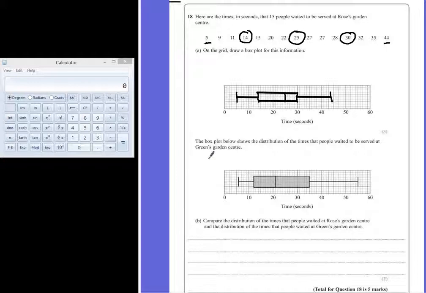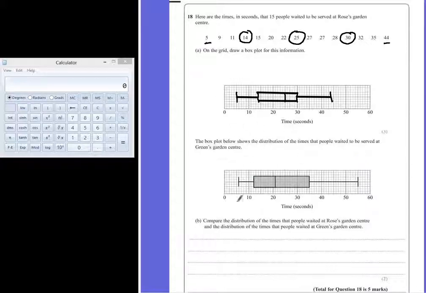Now the box plot below shows the distribution of times that people waited to be served at Green's garden centre. Question B asks us to compare the distribution of the times that people waited at Rose's garden centre and the distribution of times that people waited at Green's garden centre. Now while we can see that the maximum value at Green's garden centre is much bigger than the other one, we're looking more towards the distribution of this box.